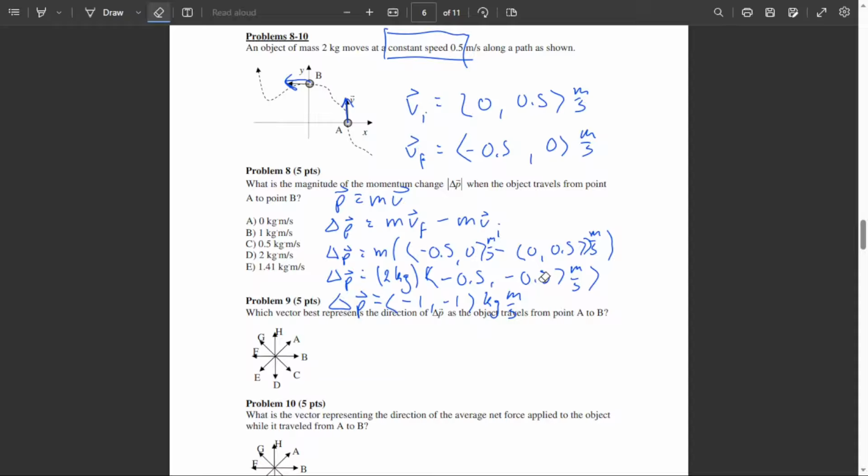So then, you need to delete some stuff to make space. To calculate the magnitude, you just take the magnitude of this vector. So that gives us the square root of minus 1 squared plus minus 1 squared, which is root 2 kilogram meters per second. So the answer is E.